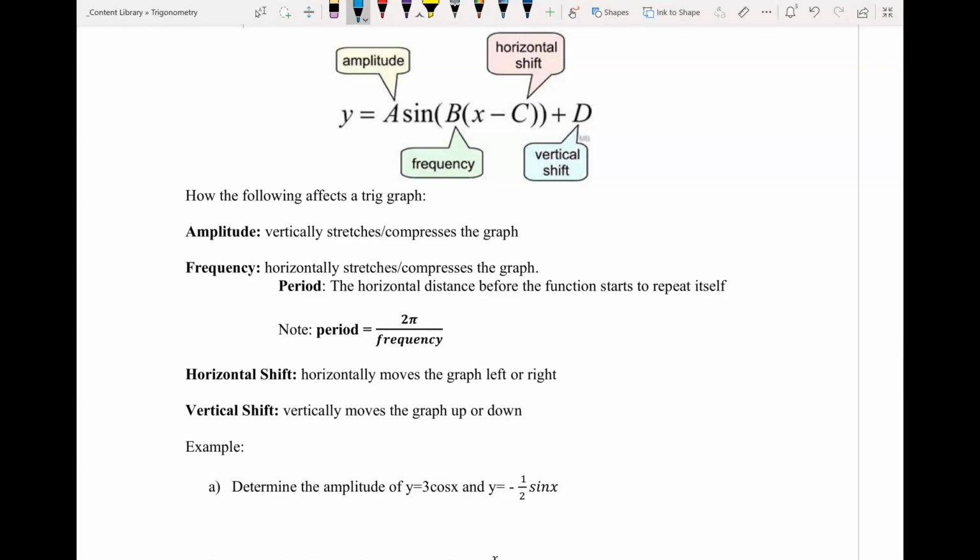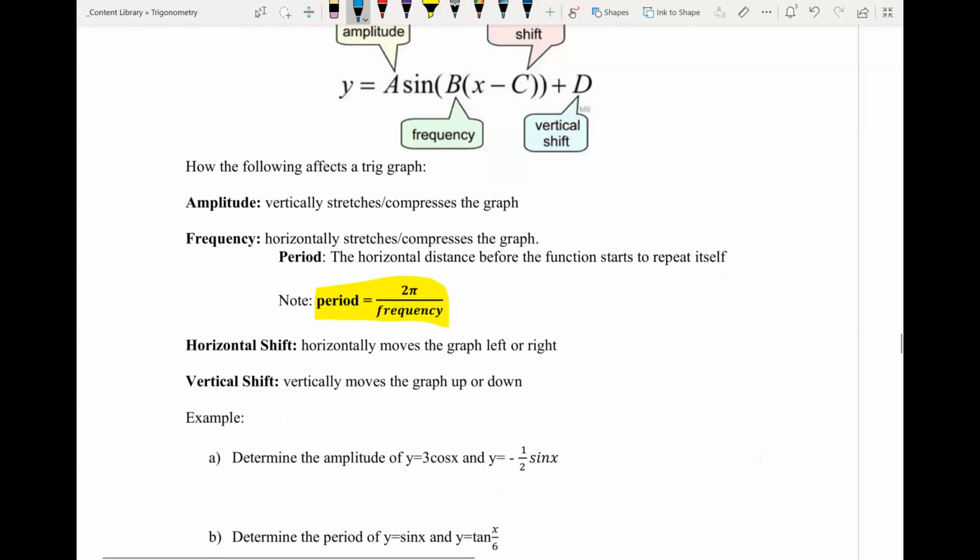So we just talked about those definitions here, and I did say there is a relationship between the period and the frequency. So here is that relationship. The period of your graph is equal to 2 pi divided by frequency. We're going to do that calculation just below here.